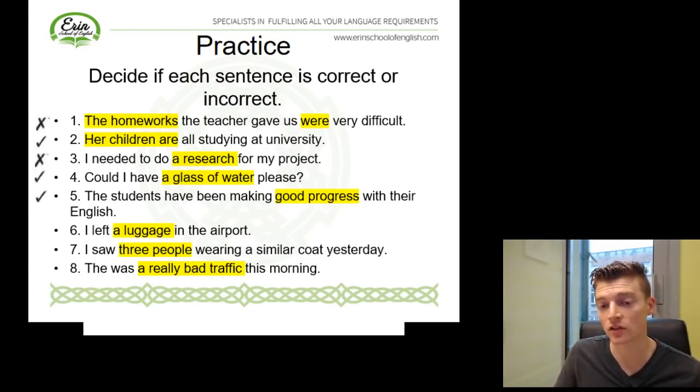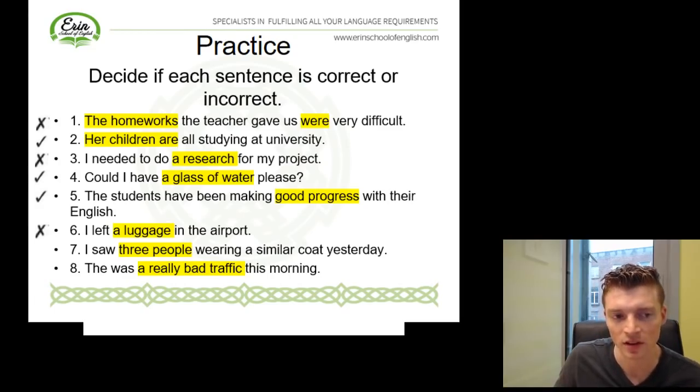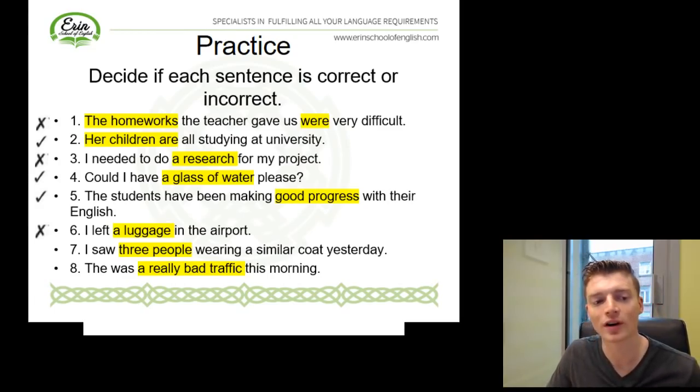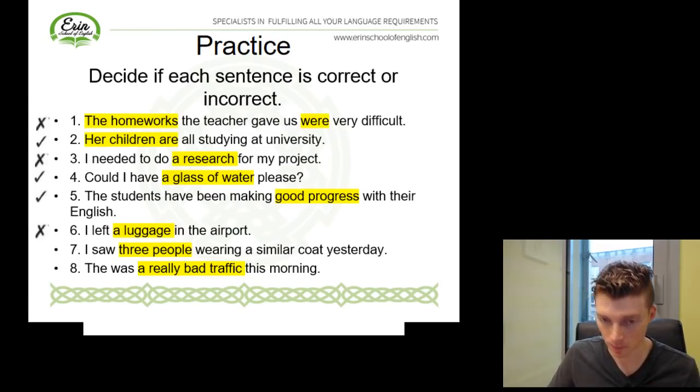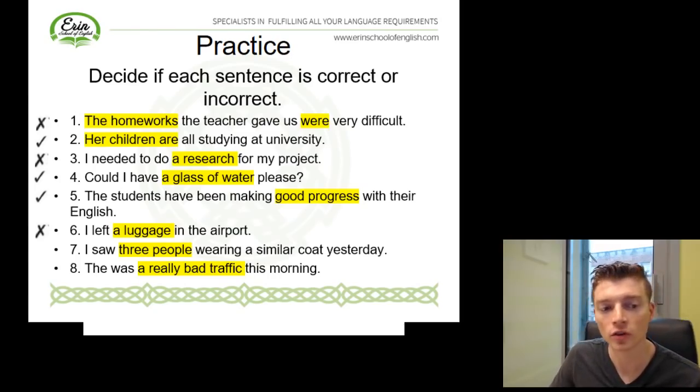So as this sentence is written now, it's grammatically incorrect. But if we change it to I left a piece of luggage in the airport, it's correct. Number 7, I saw 3 people wearing a similar coat yesterday.